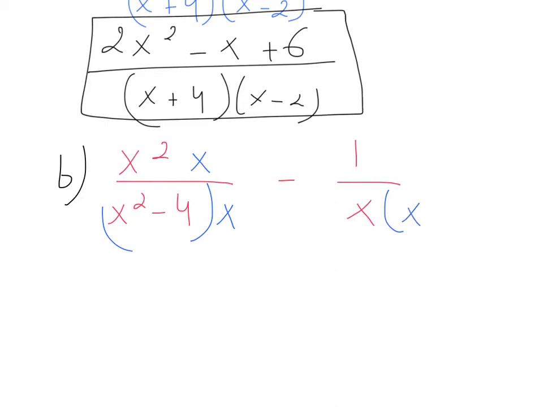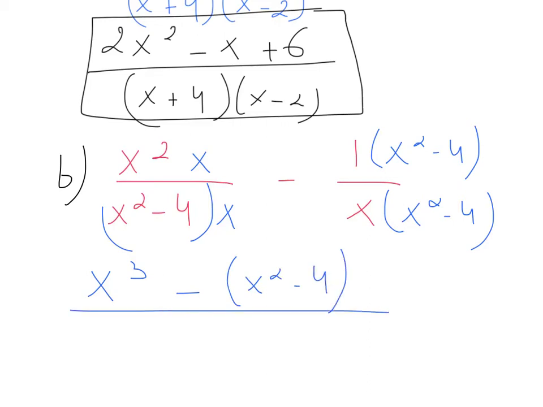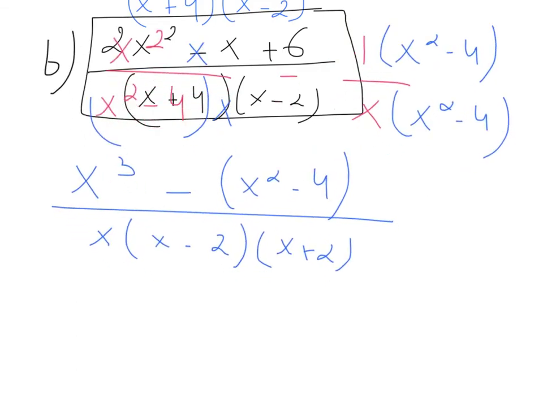Here we're going to multiply by x squared minus 4. And here x squared minus 4. Right? So here it's going to be x cubed minus, well, we get x squared minus 4 over x. Now x squared minus 4 is the difference of squares here. It's going to be x minus 2 times x plus 2. Okay, let's continue here.